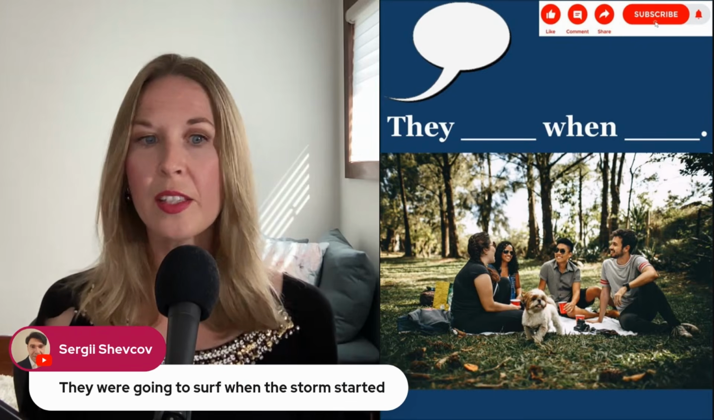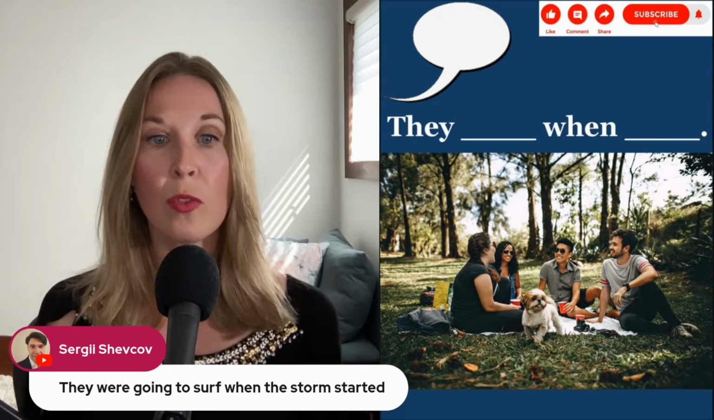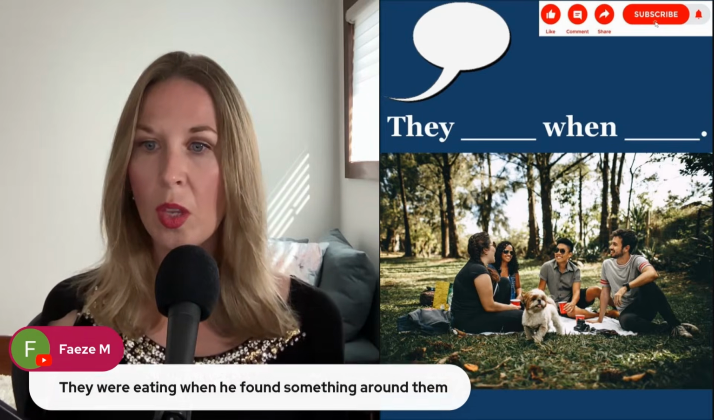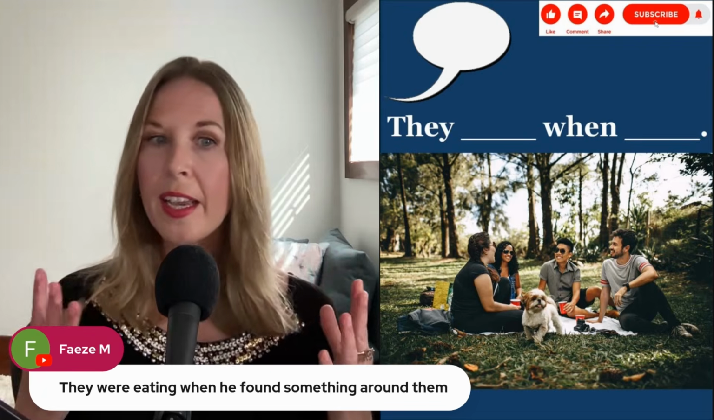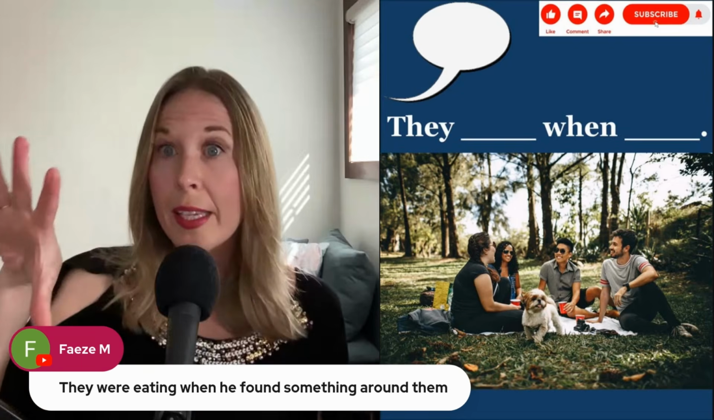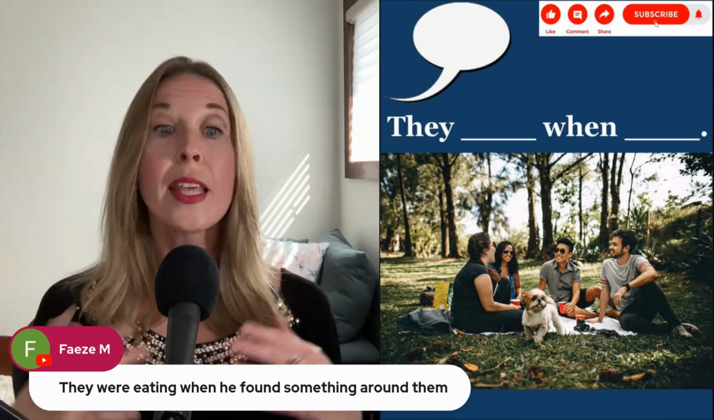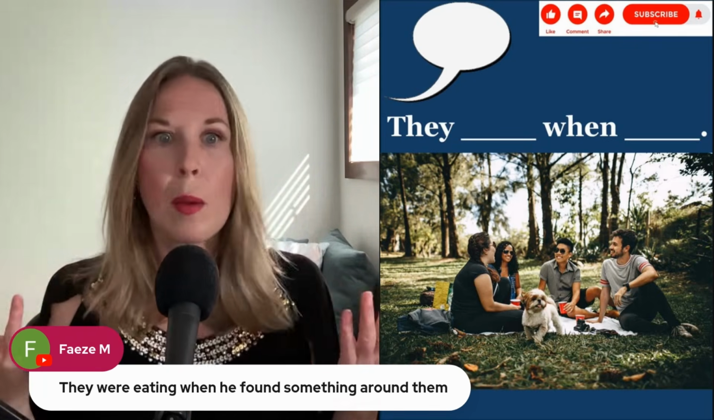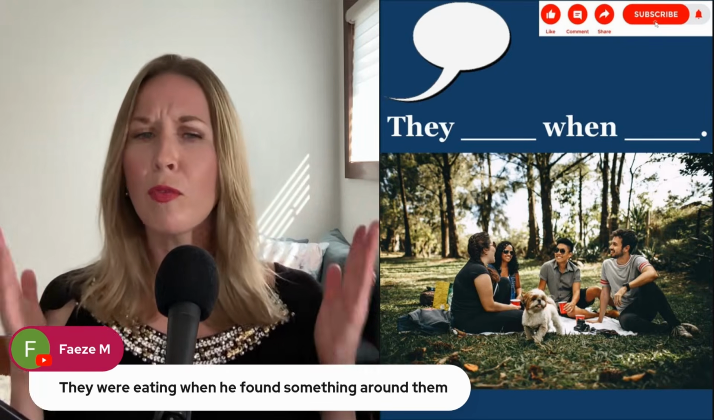They were going to surf when the storm started. Yeah, very nice. They were going to surf when the storm started. Very nicely done. They were eating when he found something around them. Very nice. They were eating, and then you change the subject to just one person. When he found, found, of course, is the past simple of the verb find. They were eating when he found something around them. So he located some object that they weren't expecting to see. Very nice, everyone. Really nice sentences.